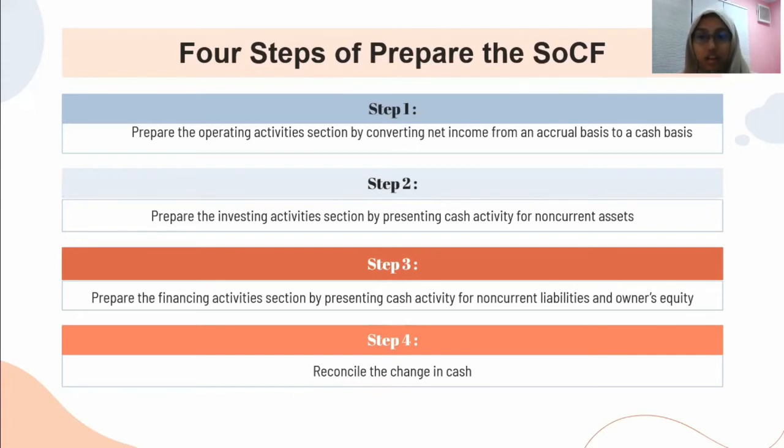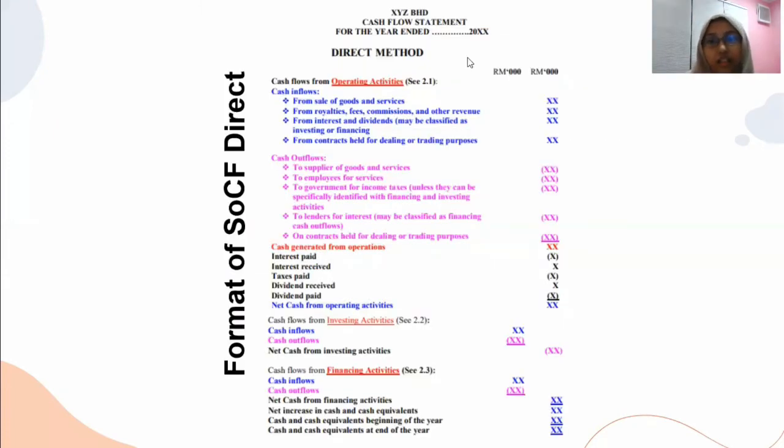Each section of the statement of cash flow described in steps 1, 2, and 3 shows the total cash provided or used by each activity. Step 4 confirms the net of these changes equals the change in cash derived from the balance sheet. This is a statement of cash flow under the direct method.